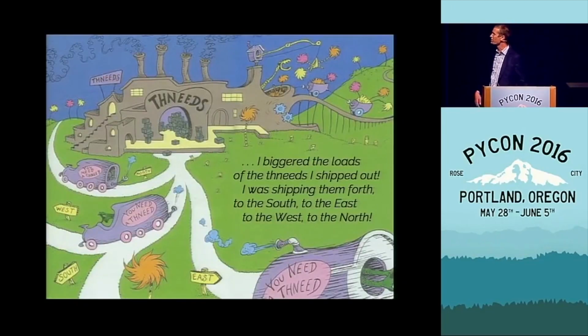And then, of course, we've done our job, and now Onceler Industries can go on and take over the world and ship their needs to the south, the east, and the west, and the north. Maybe I should have used a different example.